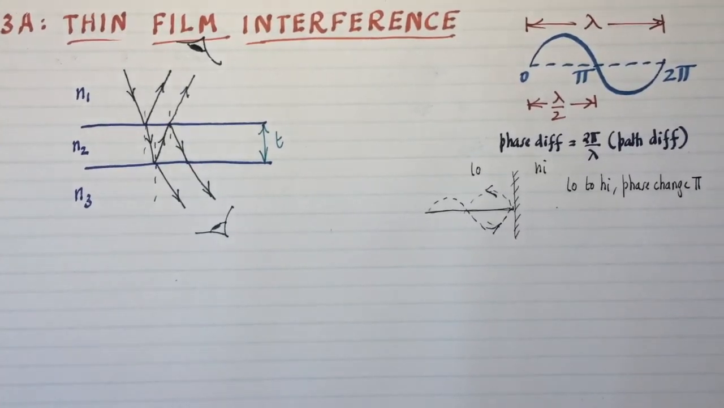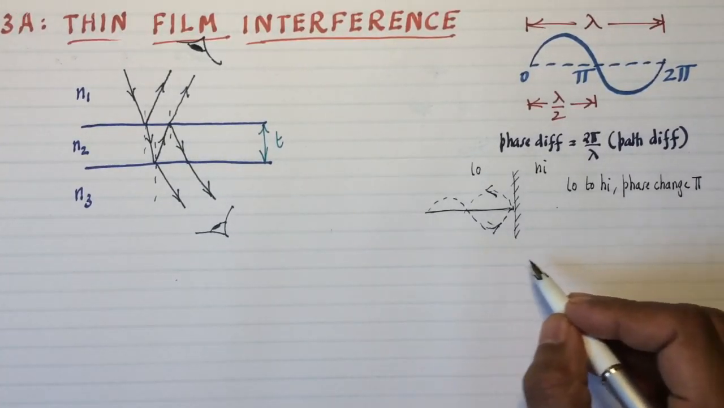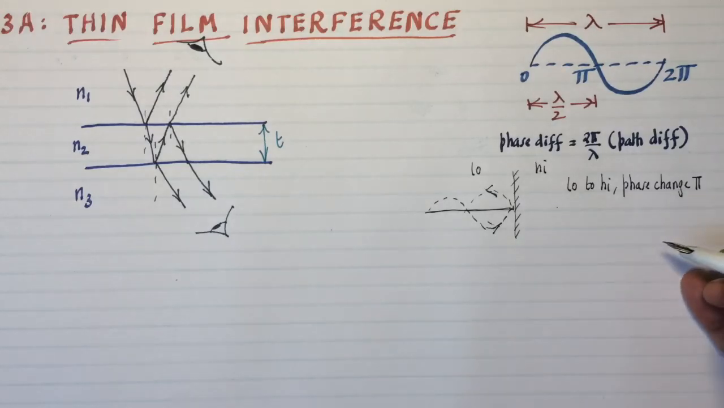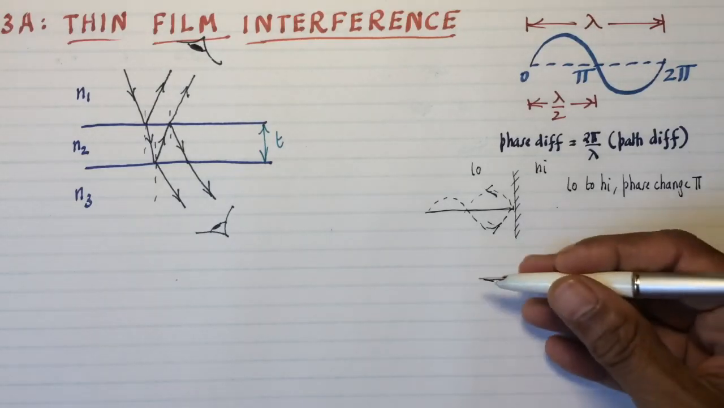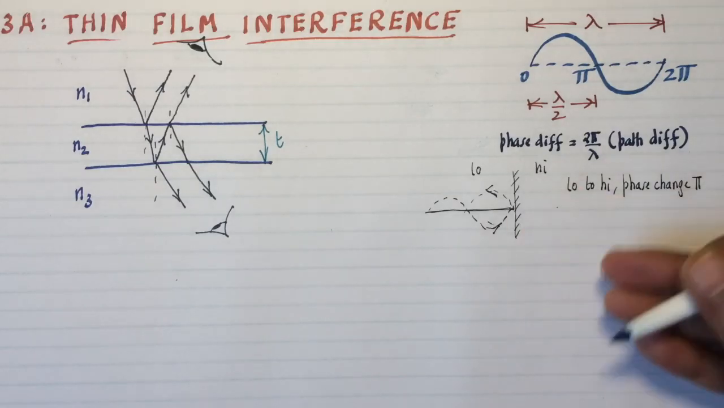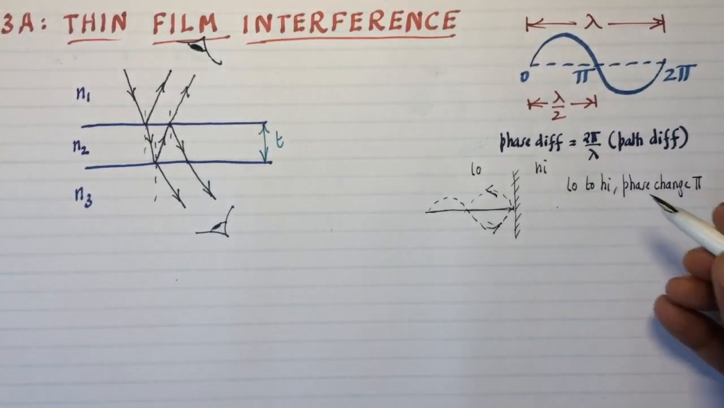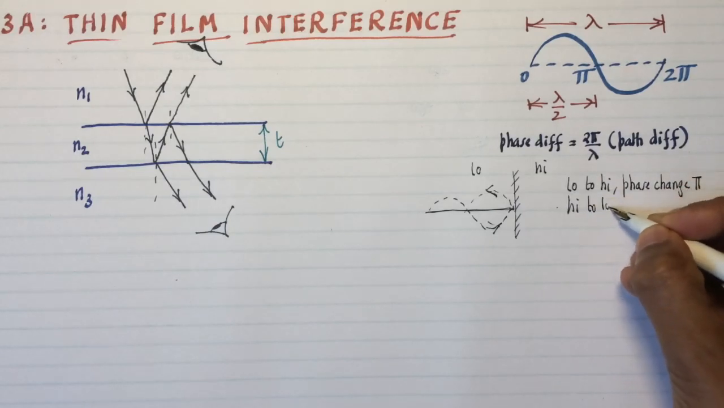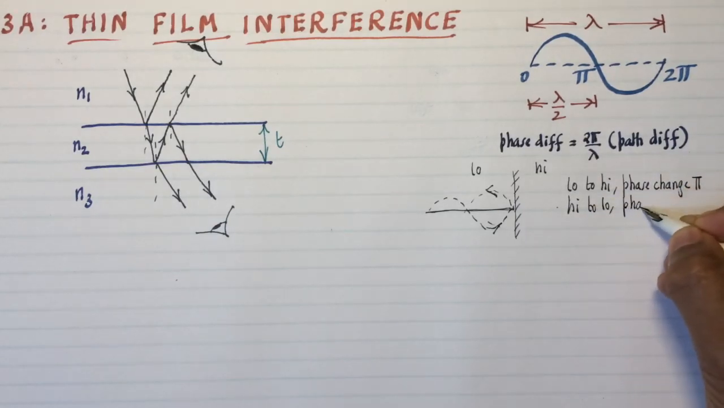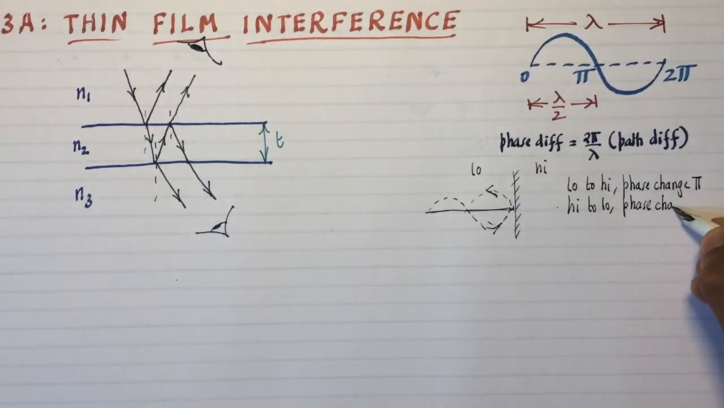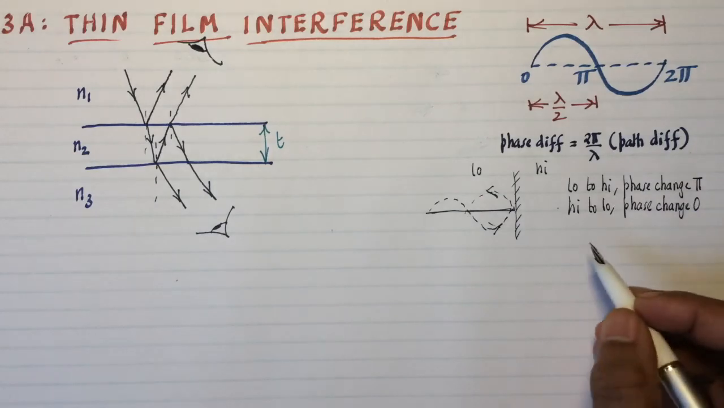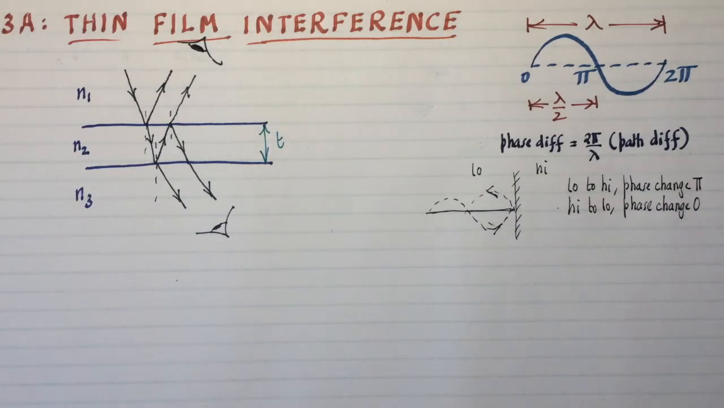What about high to low? Suppose you have something wiggling around in jello and then it comes out suddenly into the air. There'll be no phase change because air will not oppose the motion of the wiggle. So it will not have any phase change at all. So that's the other principle. High to low, phase change of 0. So low to high, phase change pi; high to low, phase change 0. So that's our principle here.